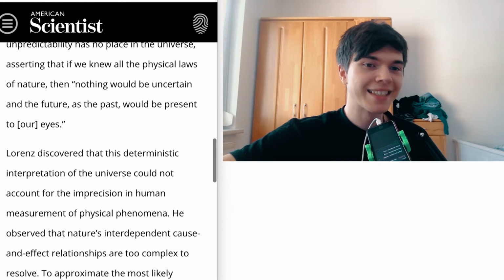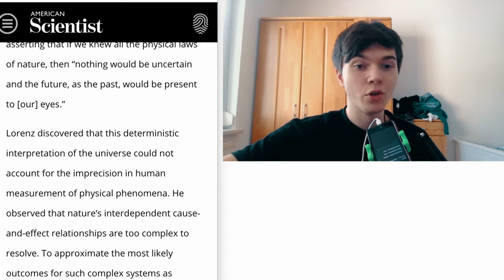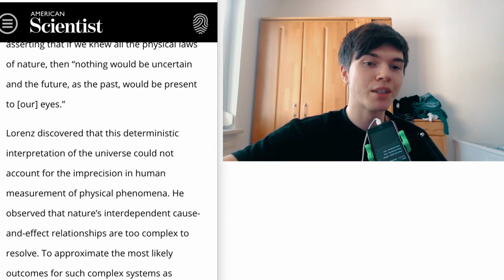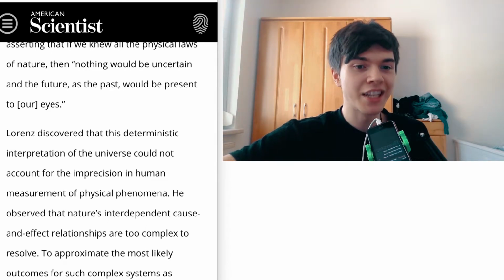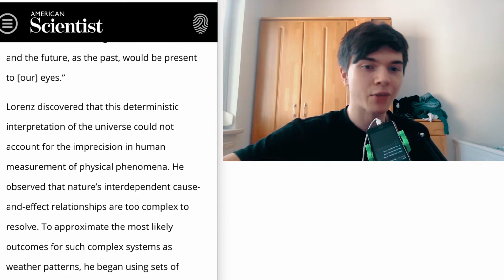Lorenz discovered that this deterministic interpretation of the universe could not account for the imprecision in human measurement of physical phenomena. He observed, and I'm going to read, that nature's independent cause and effect relationships are too complex to resolve.